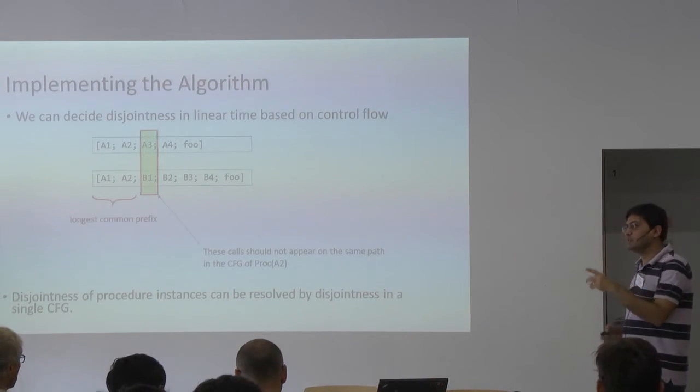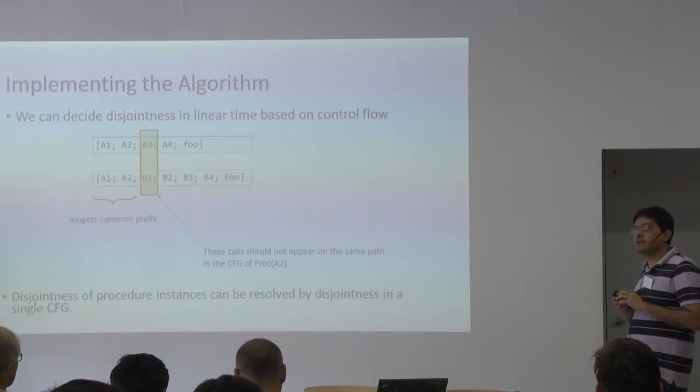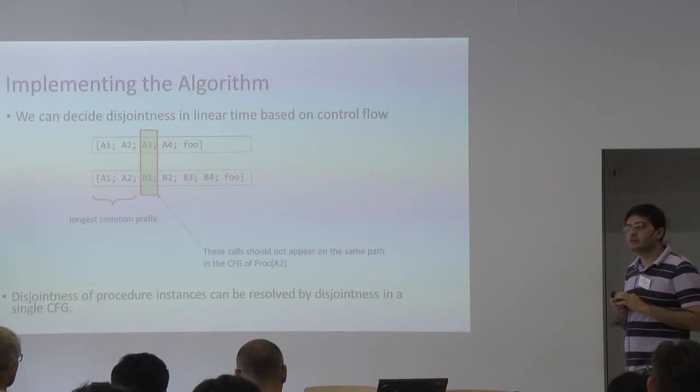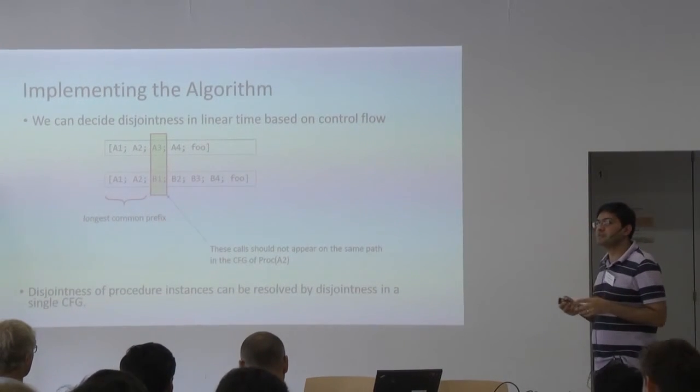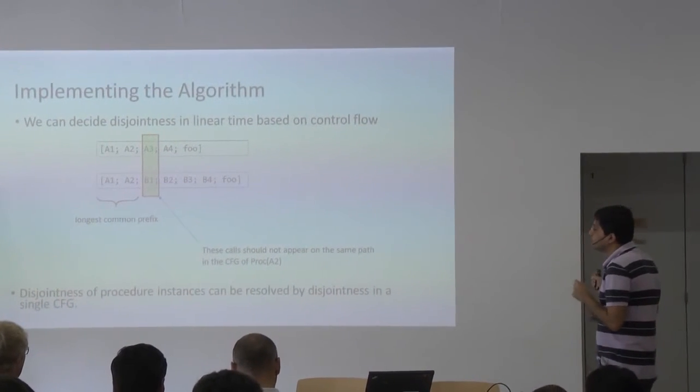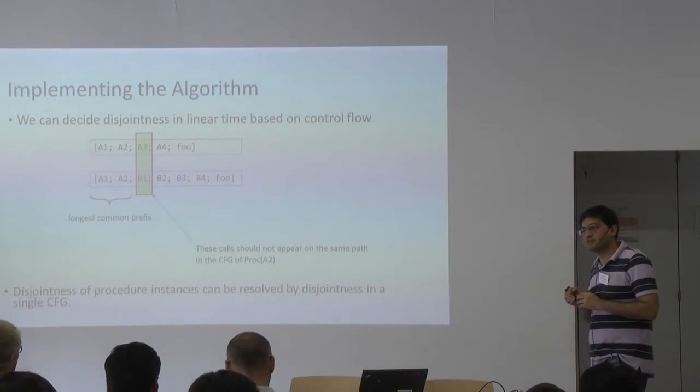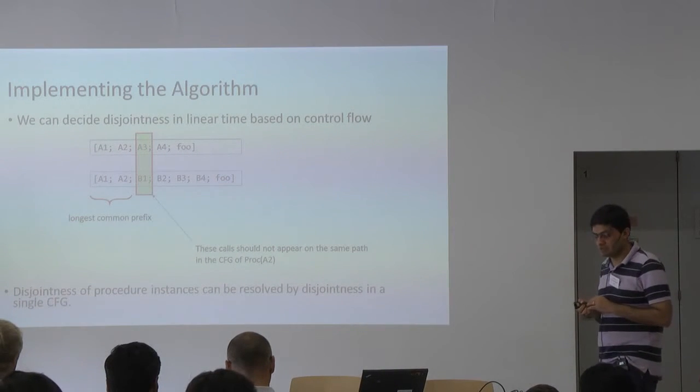Might have some relatively complicated conditions to check whether they are disjoint. Yeah, that's a good point. We don't do disjointness exactly. We only look at the control flow. So what we do is we construct a pushdown system, and then the queries are only answered over the pushdown system. So it's an approximation to actual disjointness.